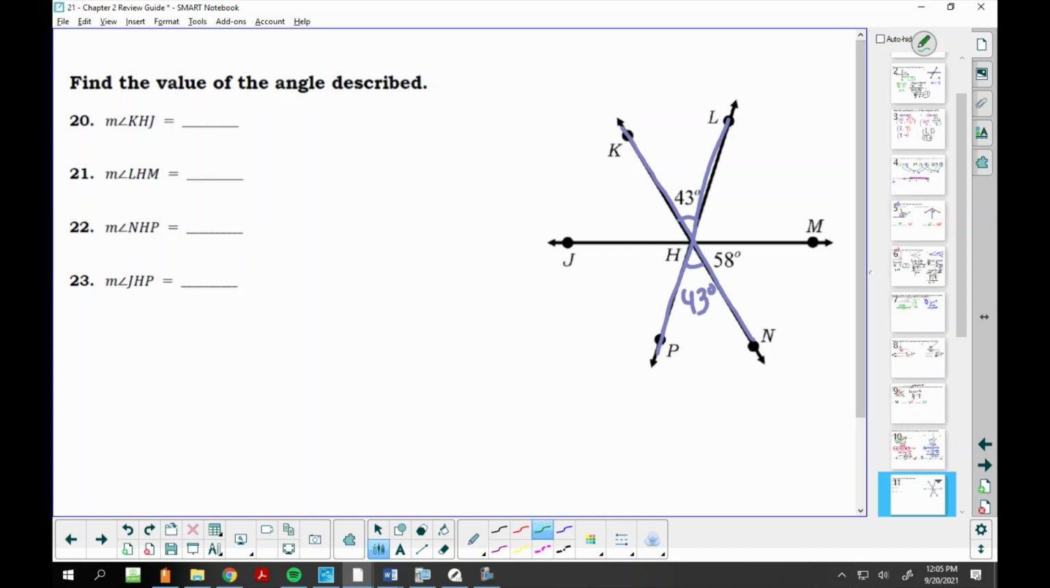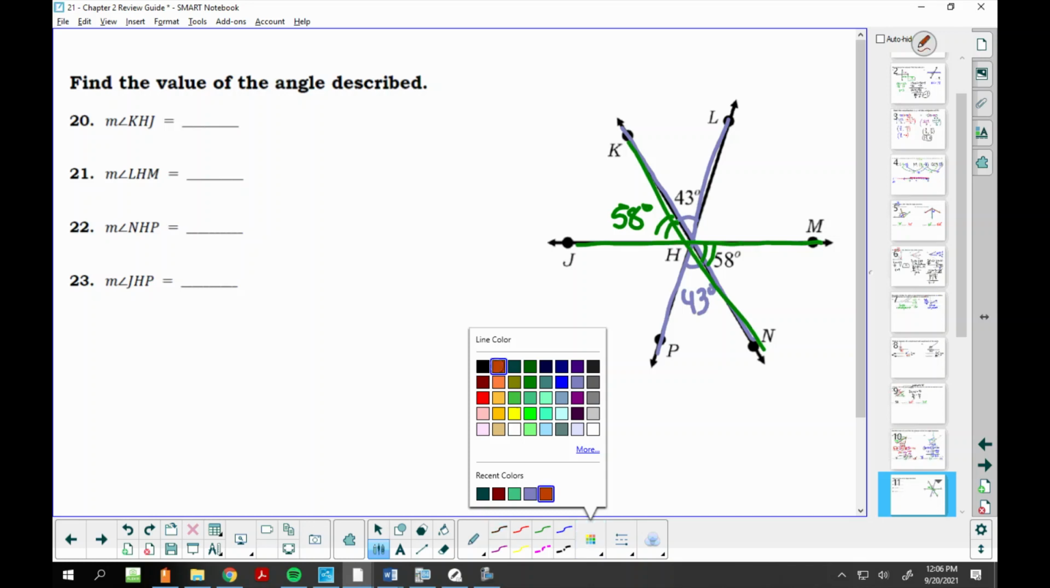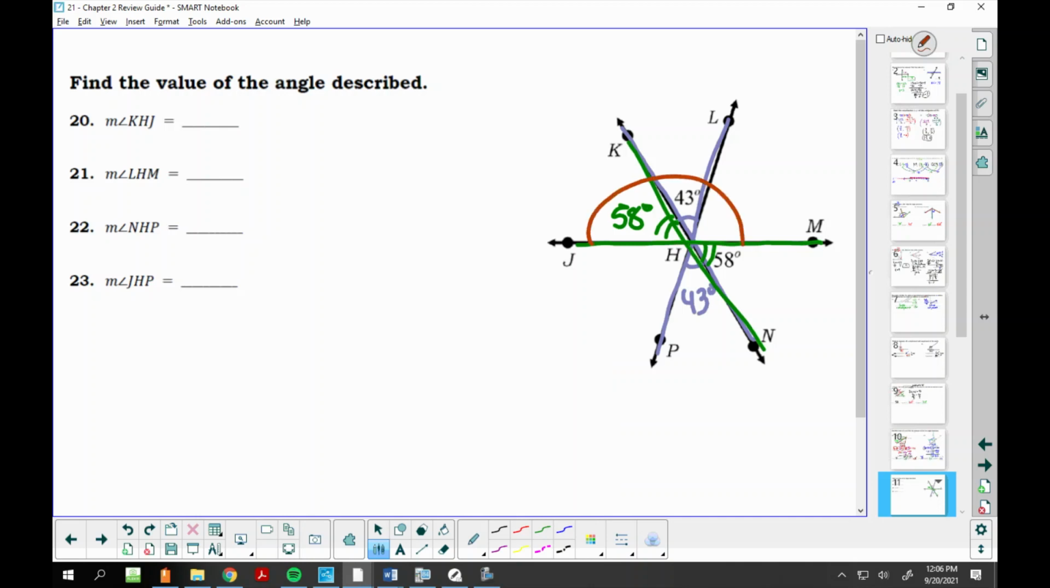So then I'm going to trace the two sides that make up the 58-degree angle. So these two angles are congruent. So this one's 58 degrees. And I don't know either of these angles, angle JHP or angle LHM. But how do I find them? Don't you add 58 and 43, and then you just subtract from 180? Yep, exactly, because these three angles add up to 180 degrees. So let's do 180 minus 58 minus 43.